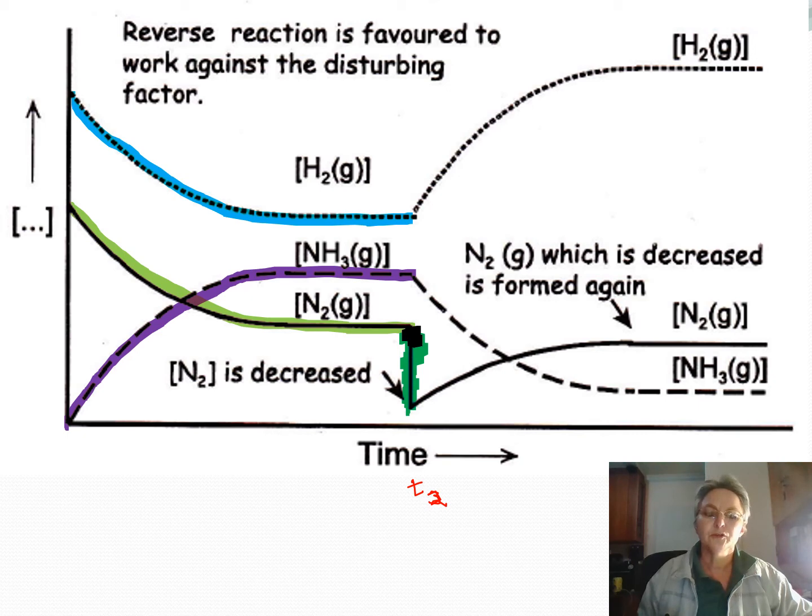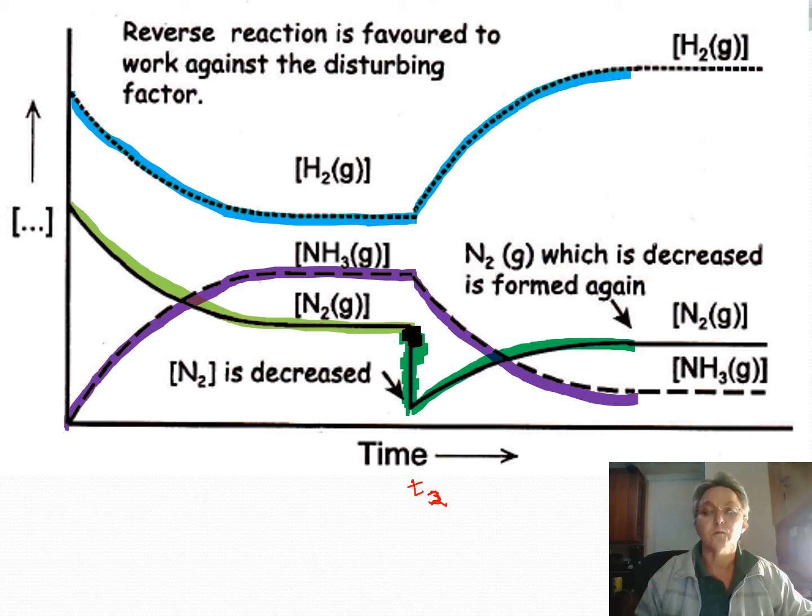What will happen to establish the new equilibrium? The concentration must increase because you removed nitrogen from the reaction chamber. More nitrogen needs to be formed. How can more nitrogen be formed? By the ammonia decomposing in order to reach a new equilibrium. What will happen to the amount of hydrogen? There will be more hydrogen formed until a new equilibrium is established.